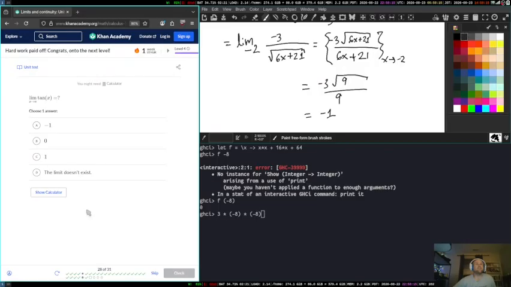Tangent is sine divided by cosine, so it's going to be 0 divided by 1.